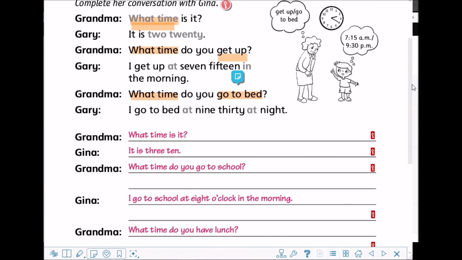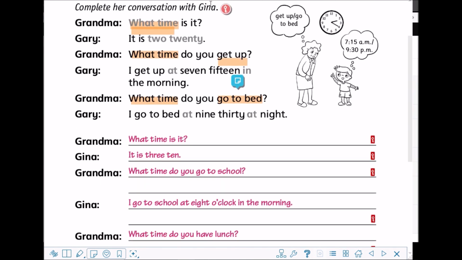What time is it? It is 2:20. What time do you get up? I get up at 7:15 in the morning. What time do you go to bed? I go to bed at 9:30 at night.